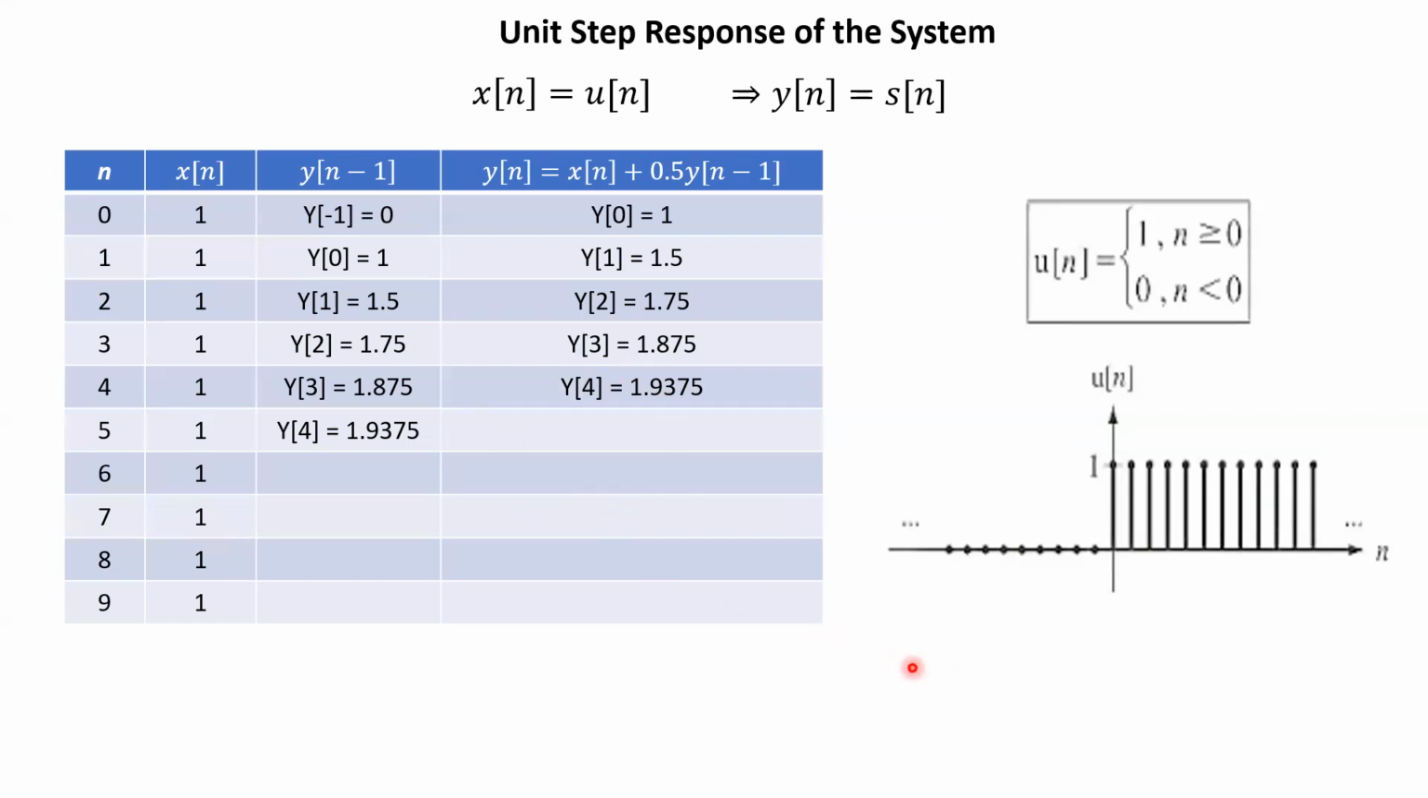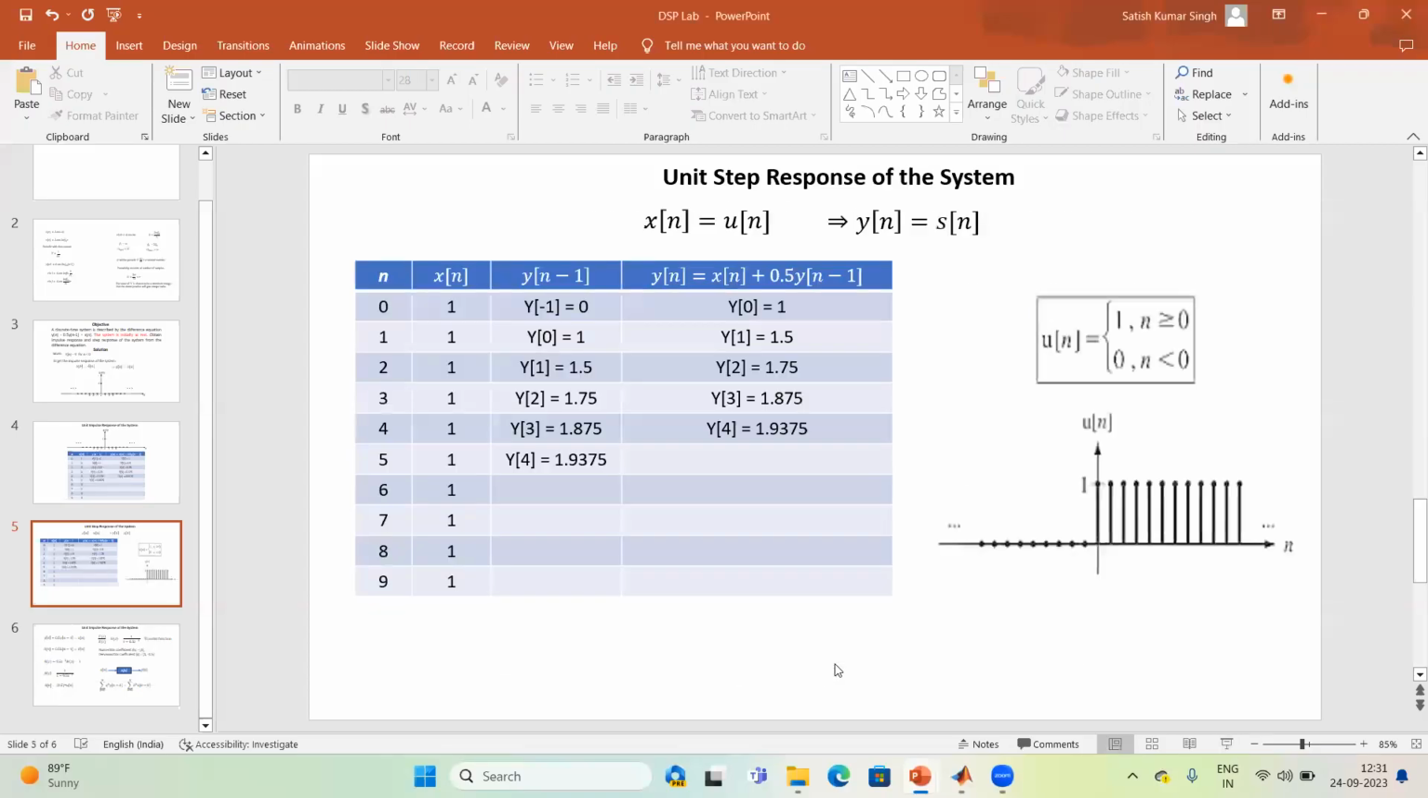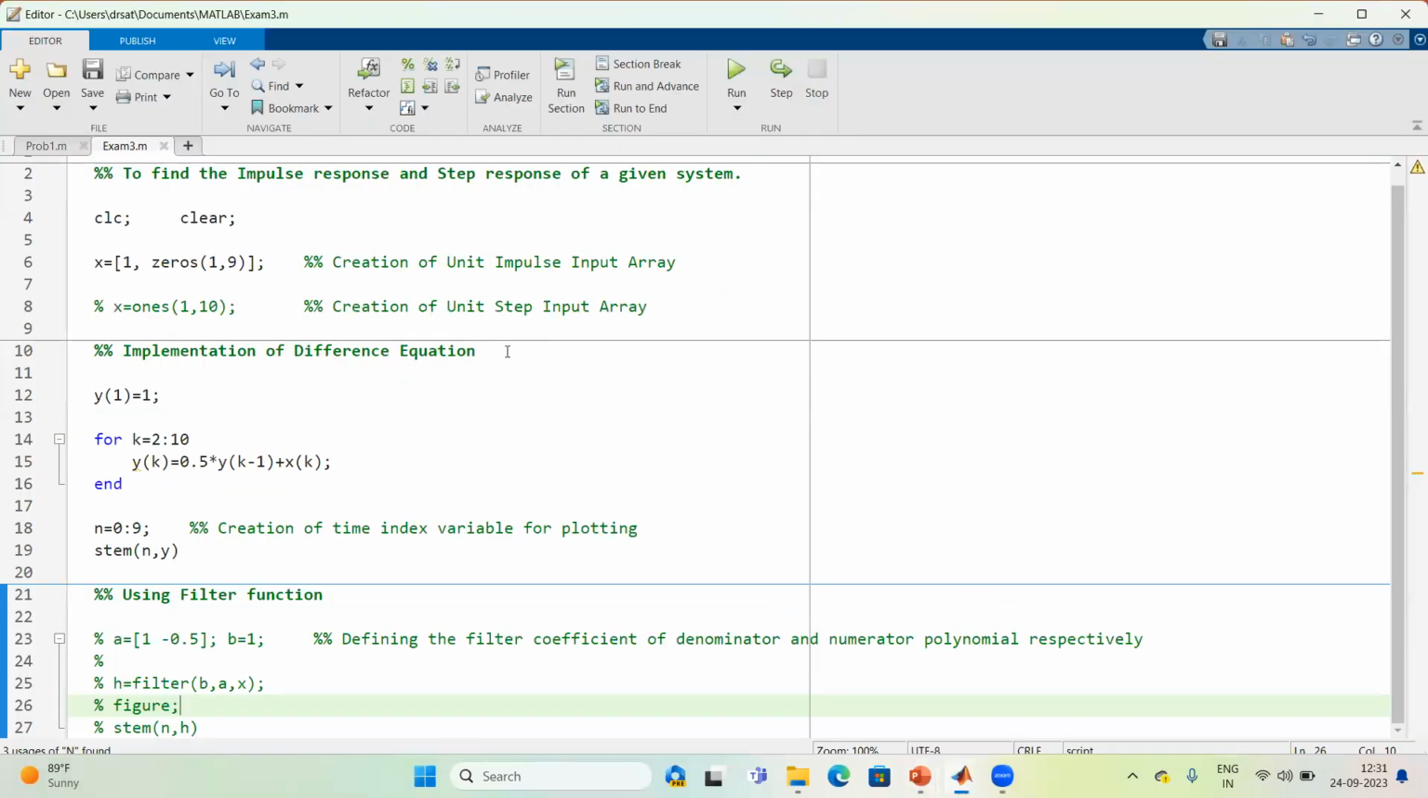Now let me tell you how these two responses can be implemented in MATLAB. Let me go to MATLAB. Here I have already written this code. We have to find the impulse response and the step response of a given system. The first line is clc to clear the command window, and clear to remove any previously generated variables from the workspace.